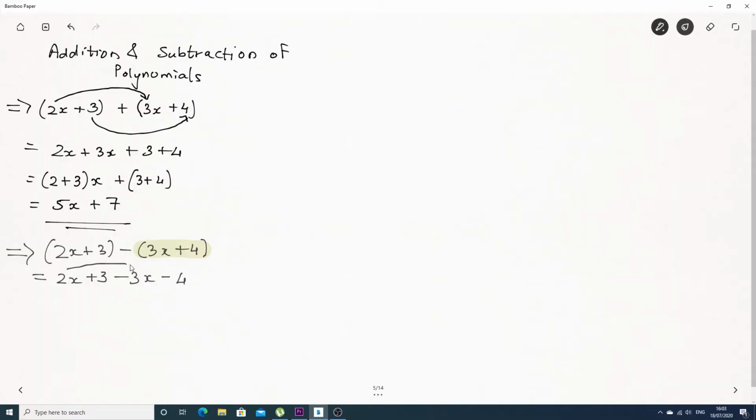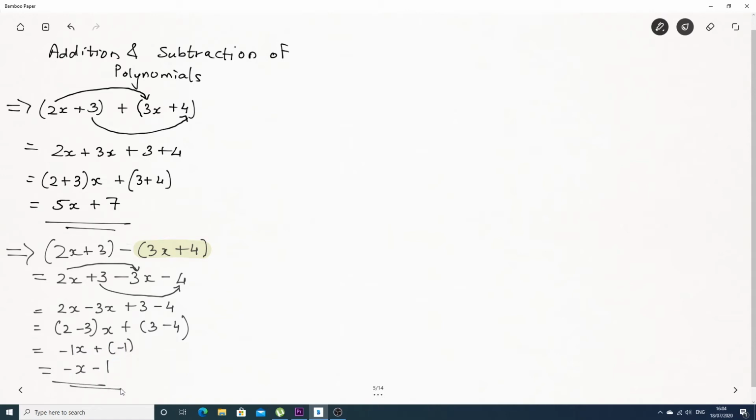Now we do the same thing as we did in the case of adding. We take the coefficients of the variables together, so it becomes 2x minus 3x. 2 minus 3 gives me minus 1, which I can also write as minus x. Now we look at the constants. Plus 3 minus 4 again gives me minus 1. So what we have here is minus x minus 1 as the answer.